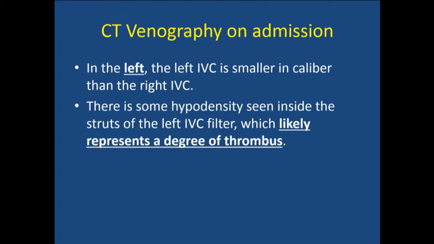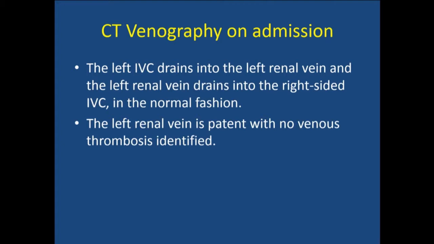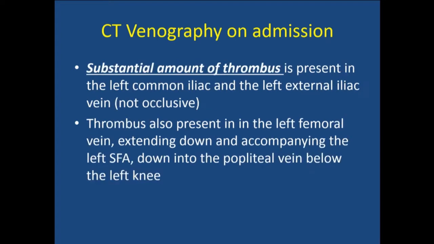on the left side. The anatomy is such that the left-sided IVC drains into the left renal vein. The left renal vein drains into the right IVC. That left renal vein is patent with no sign of thrombus. However, inferior to the left-sided IVC, there's substantial thrombus all the way down, extending to the popliteal vein below the level of the left knee. They comment that it's not occlusive on that imaging, but we'll see how it is later.